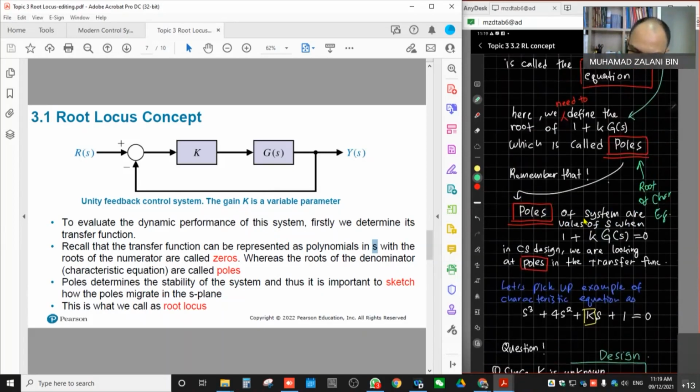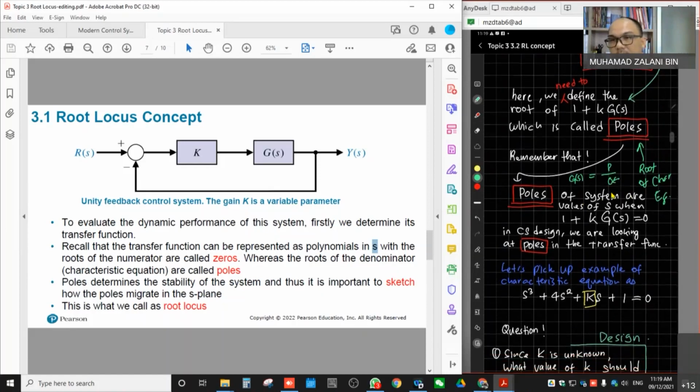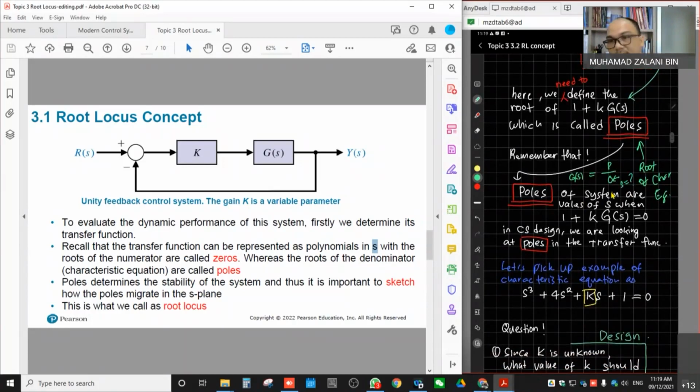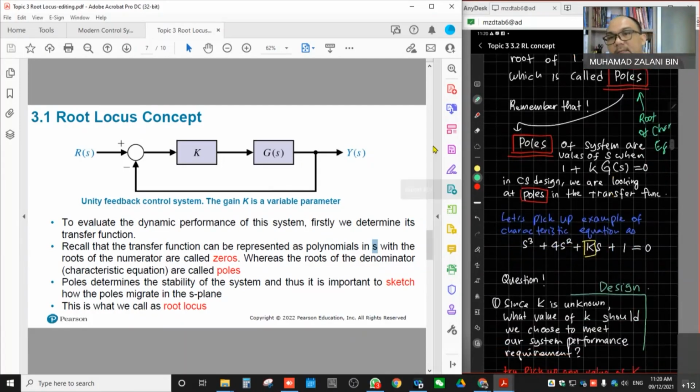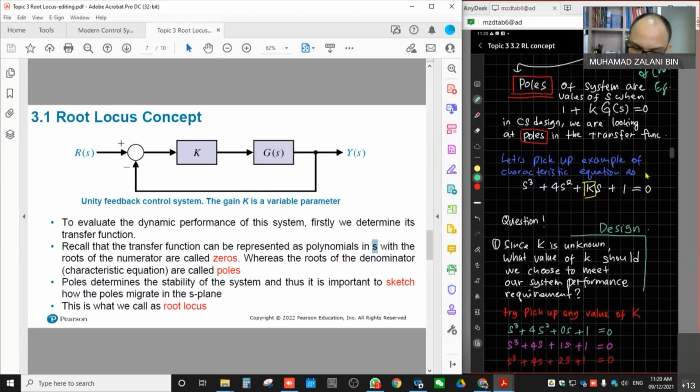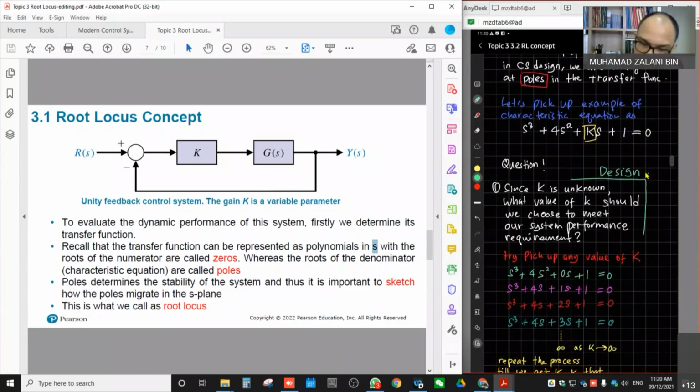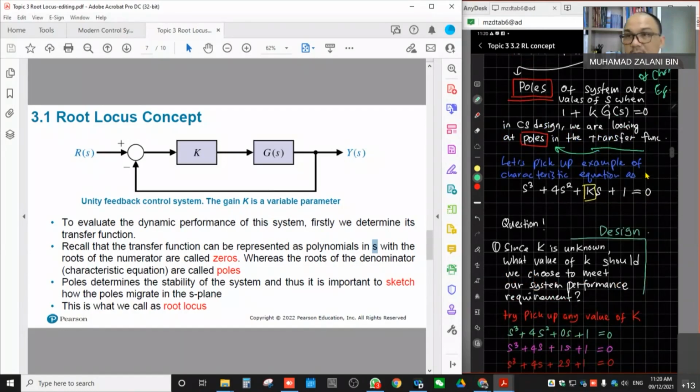So for the transfer function G(s), when we put 1 plus KG(s) equals 0, then we define what s is. What is the root? So that we make sure G(s) approaches infinity. So we determine the poles by defining the roots of 1 plus KG(s), by making this equation equal to 0. In control system design, what we are doing is trying to look for the poles of the transfer function, meaning the roots of the characteristic equation.